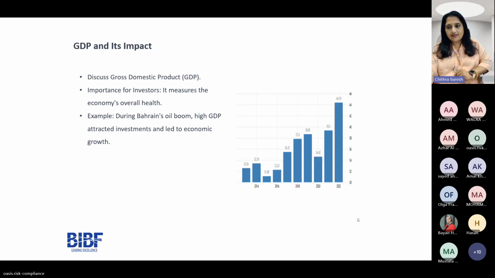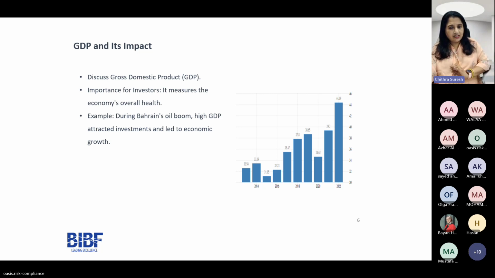It represents the total value of all goods and services produced within a country during a specific period. It's like the pulse of the nation's economic activity. So when a GDP is growing, it typically suggests a conducive environment for investment. So GDP growth rate refers to the change in GDP over time expressed as a percentage. As you can see here, I have given the GDP growth rate for Bahrain for the past years.